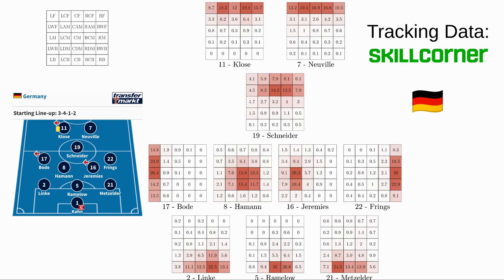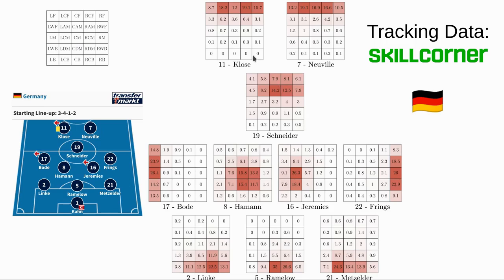So maybe it's right to say that Germany was in a back three. They had three players in this line. Maybe the only adjustment that we want to make is that number 8 should go to the right, number 16 should come to the left. So it's a horizontal adjustment. Number 19, Schneider, as attacking midfield, I think we can argue that that's a good place to have him.